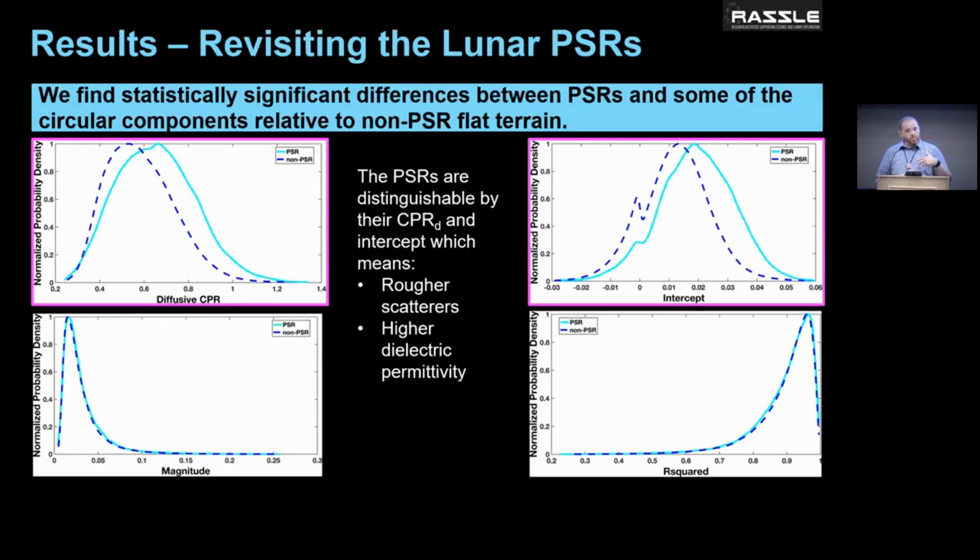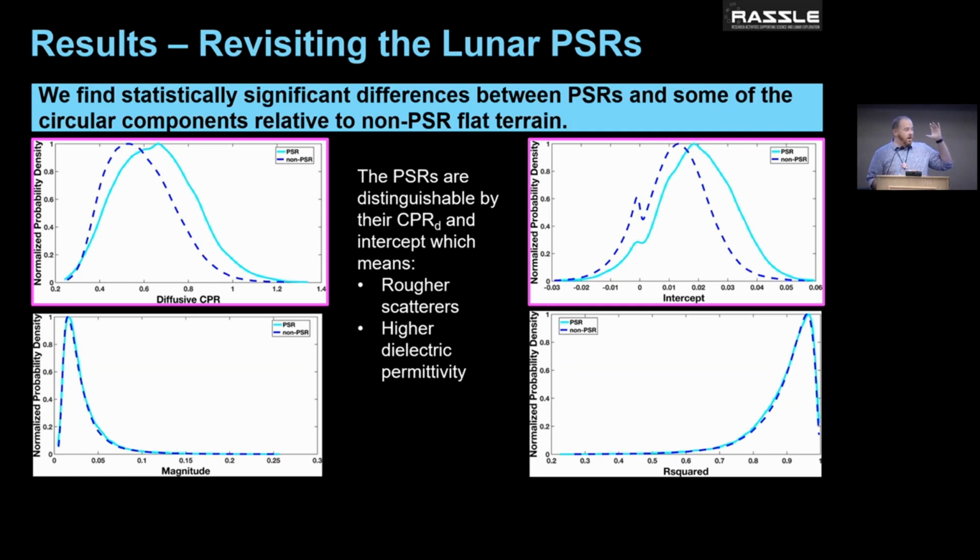In these plots, now I'm showing you the distribution of those components for PSR, cyan, non-PSR terrain, blue, only over the same slopes. And guess what? Remember those first plots where they look the same? Look at the magenta. I found a radar signature related to the PSRs. They're actually coming out as unique signatures.